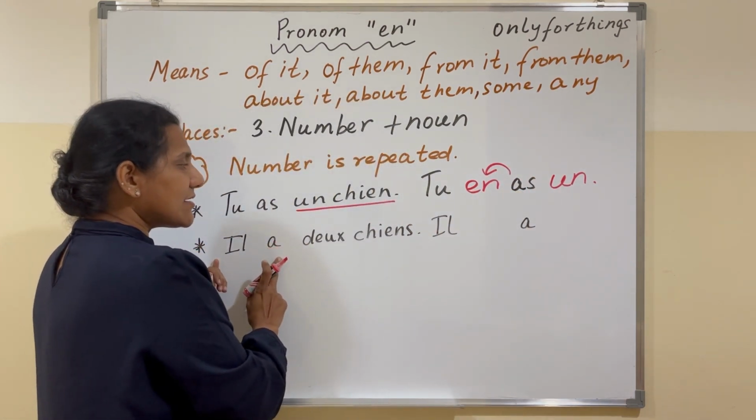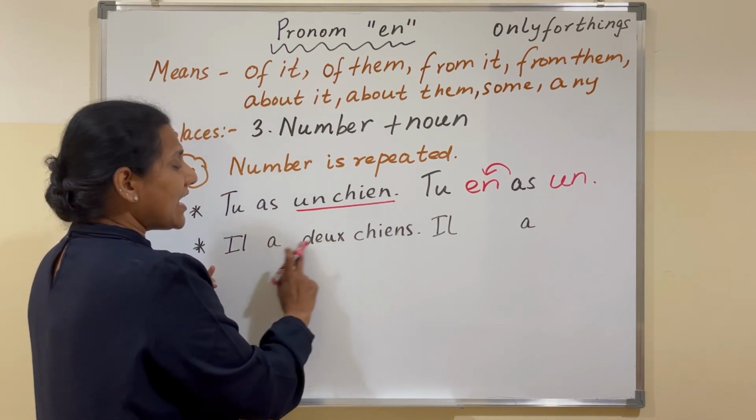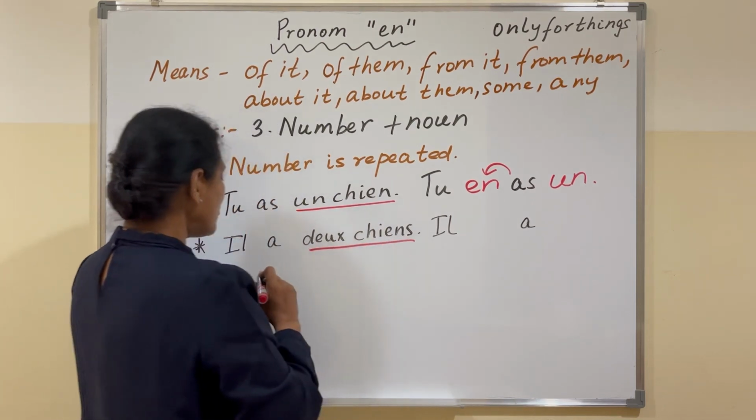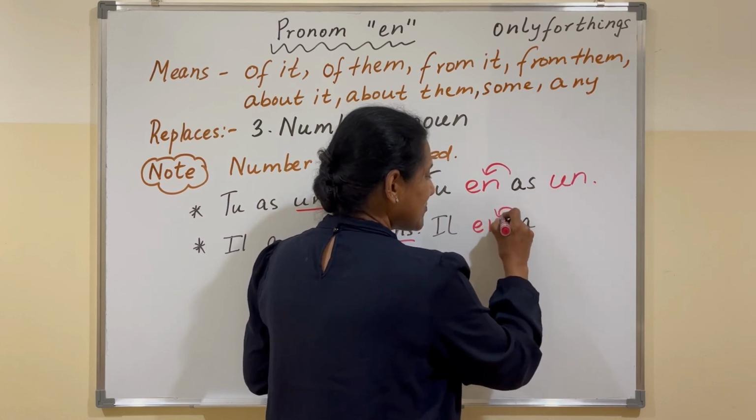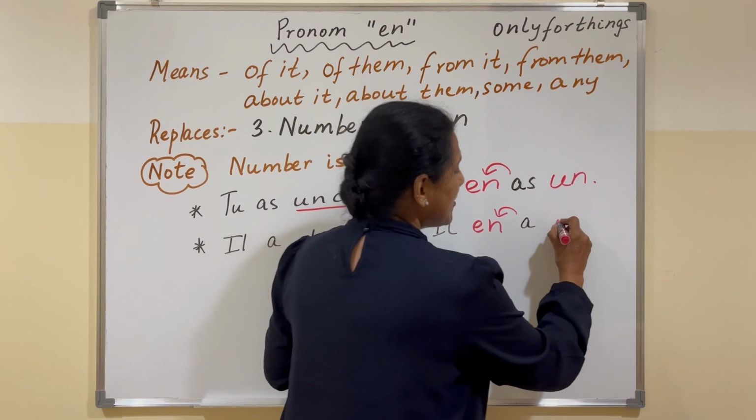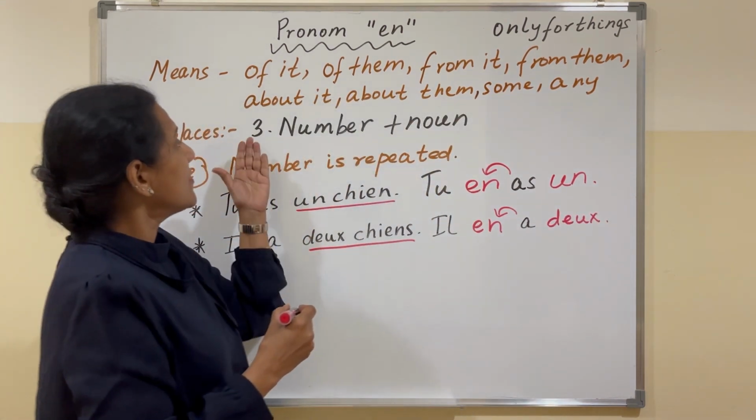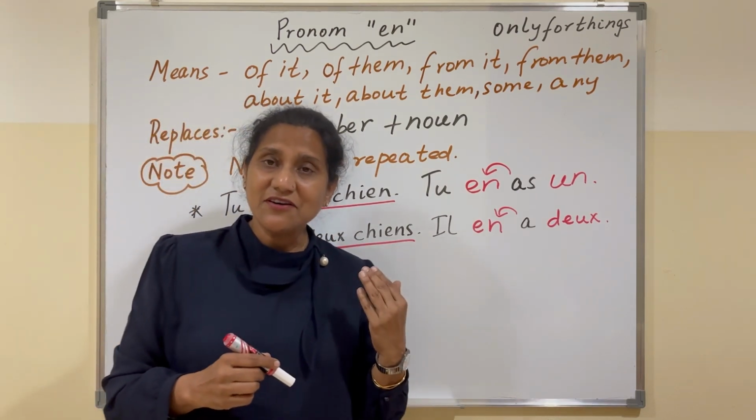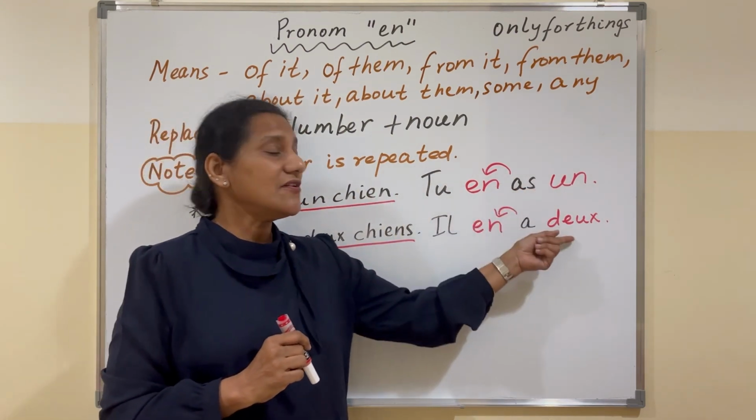Now, let's take an example with number 2. Il a deux chiens. So, this is my number plus noun. I have to replace it by en. I'm placing it before the verb, and I have to repeat the number 2. So, we've seen how the pronoun en replaces number plus noun, and you need to repeat the number.